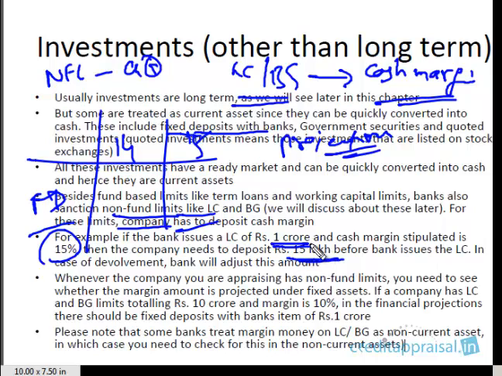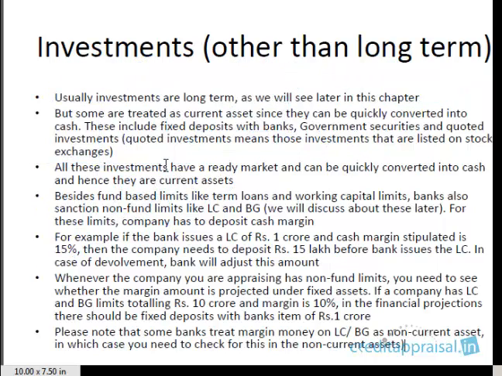So this 15 lakhs has to be reflected in the CMA data, right? So you have to check this. Whenever you have an application for non-fund limits, you have to always ensure that the fixed deposit, the margin, the LCBG cash margin, is reflected under the projected fixed deposit, right? How you are going to classify this LCBG margin again varies from bank to bank.